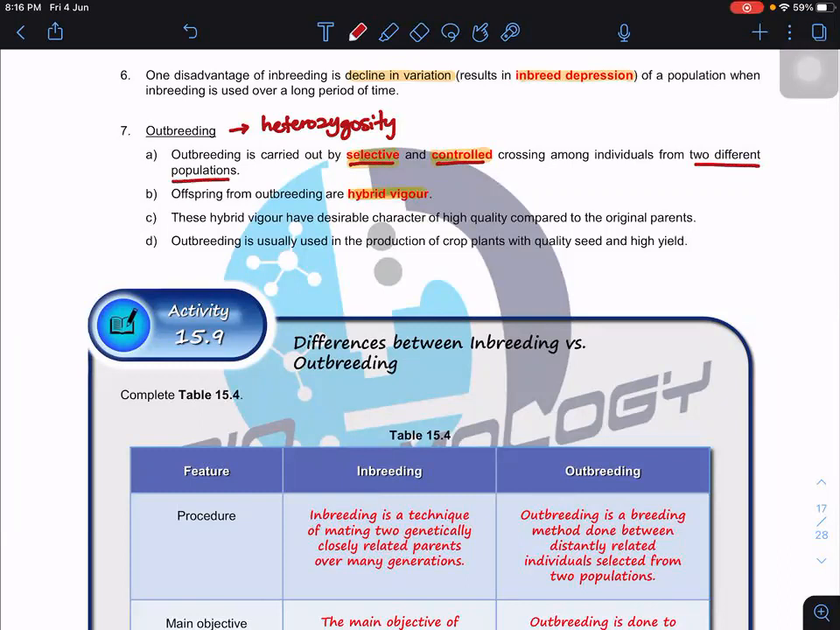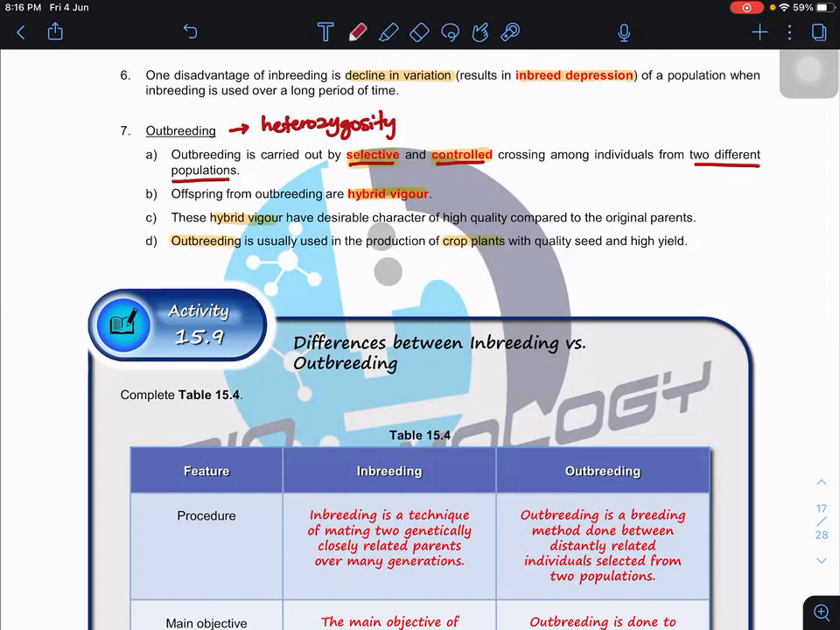So within the same population, inbreeding. Between two different populations, we call it outbreeding. Hybrid vigor will have the desirable characteristics of high quality compared to the original parents. The original parents may not have both, but the hybrid will have both. So in terms of crop plants, yes, we always use outbreeding to give us high quality seed and also high yield.